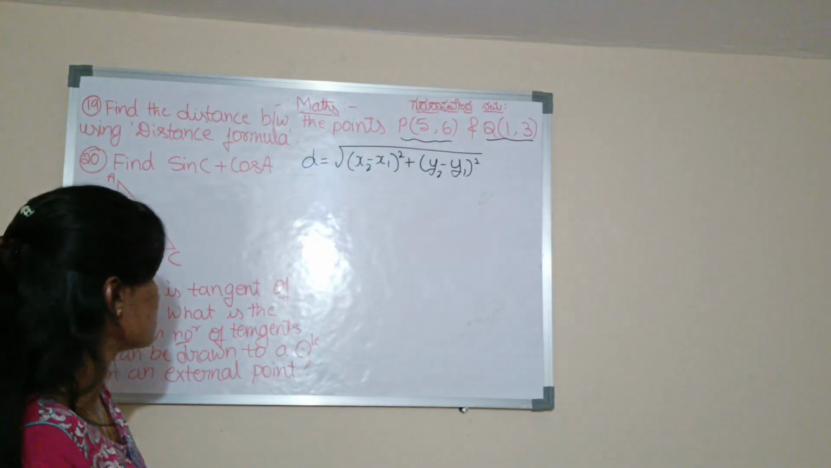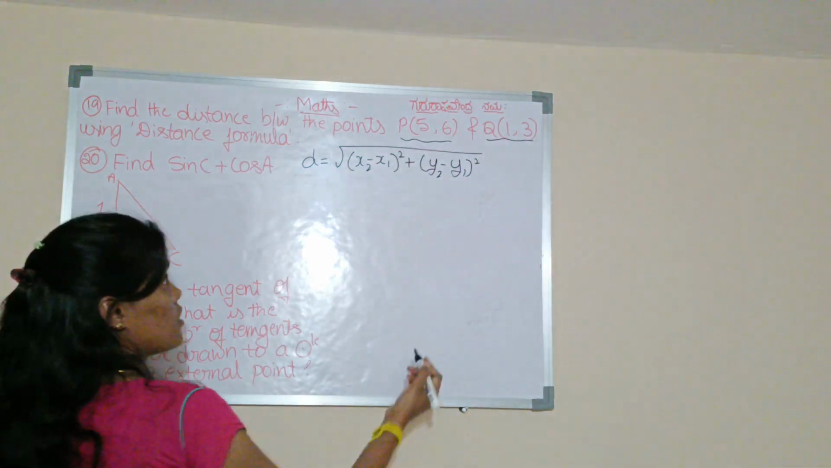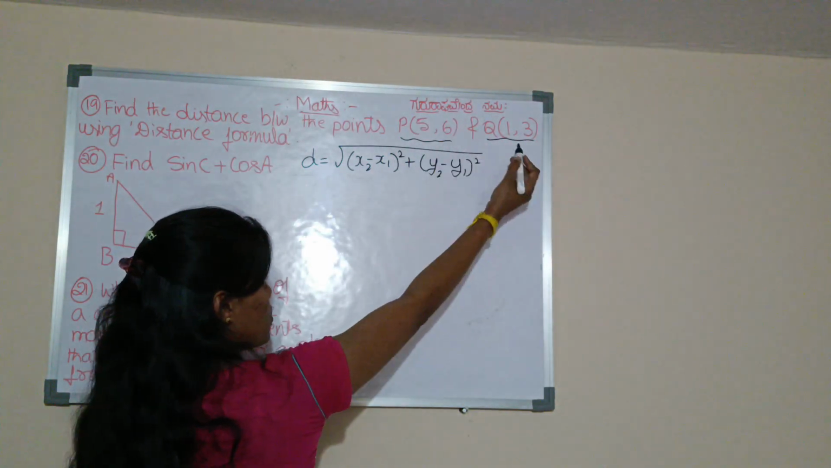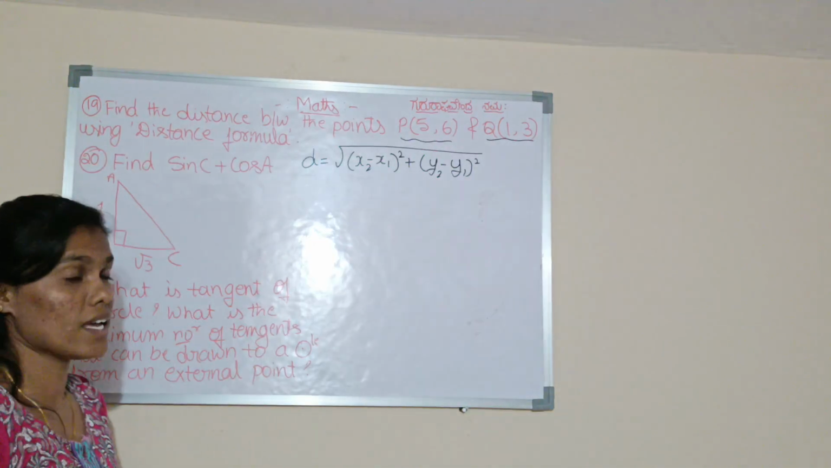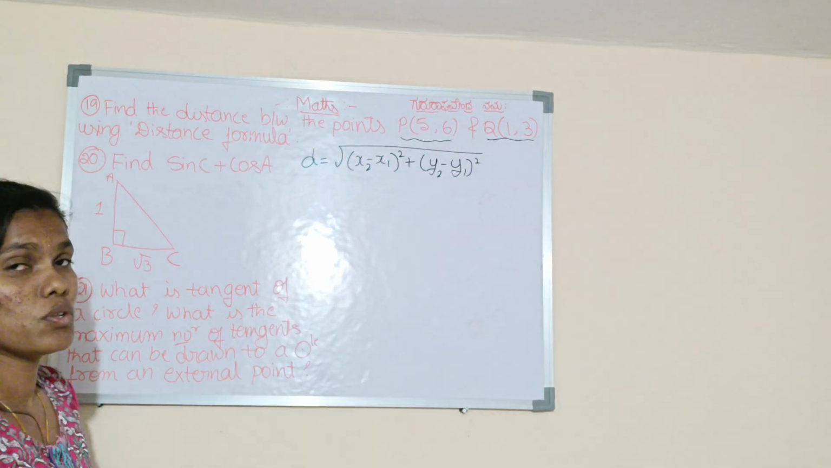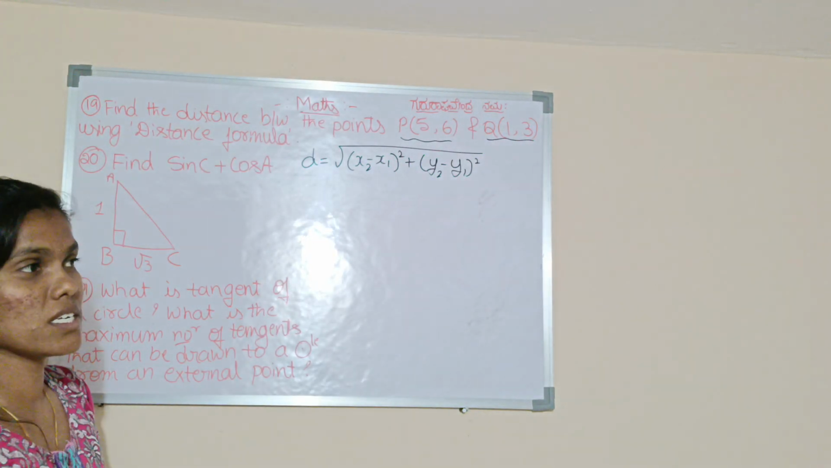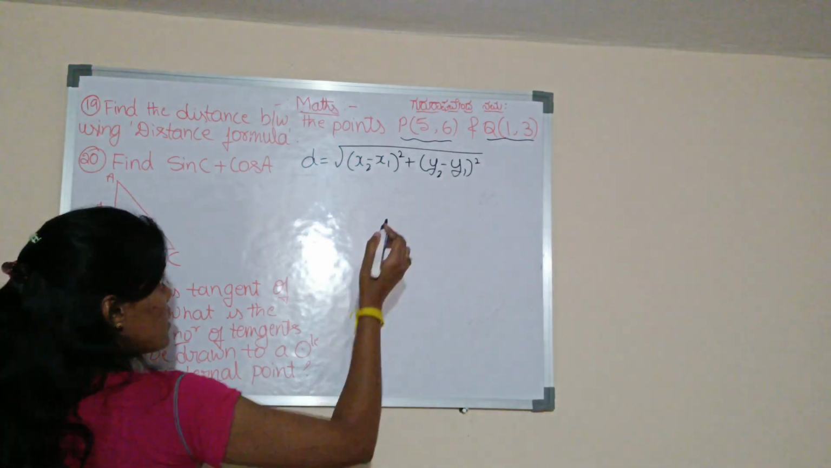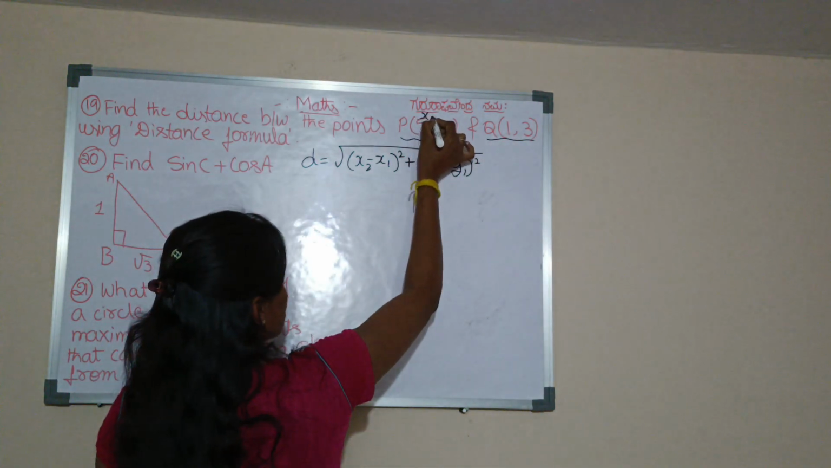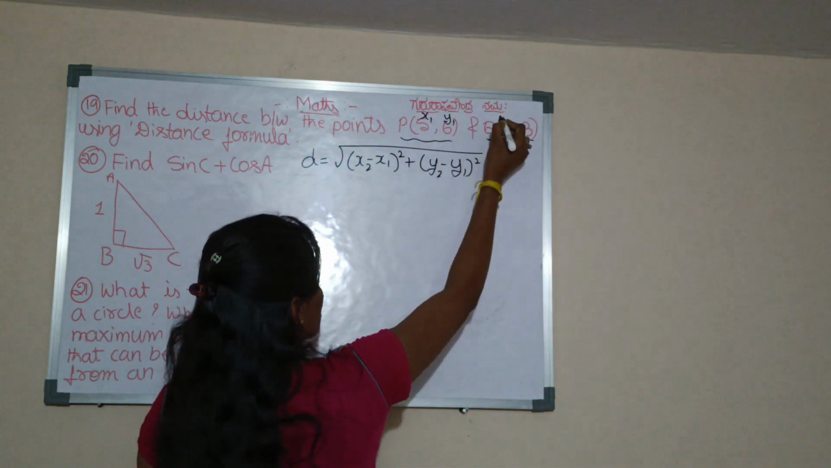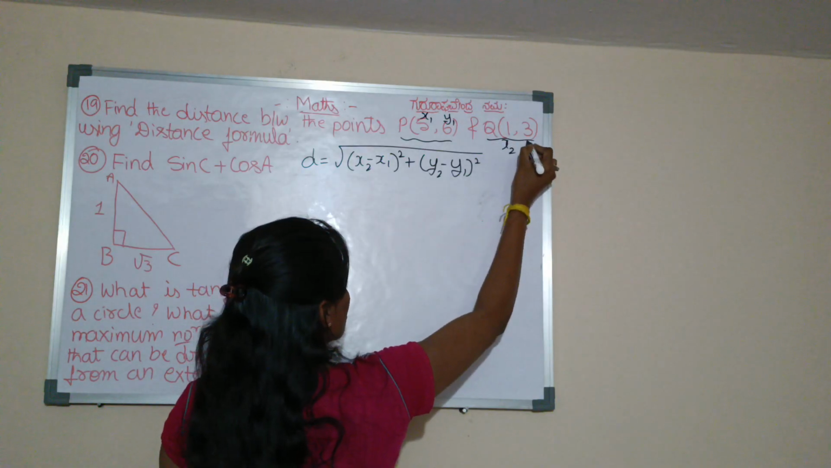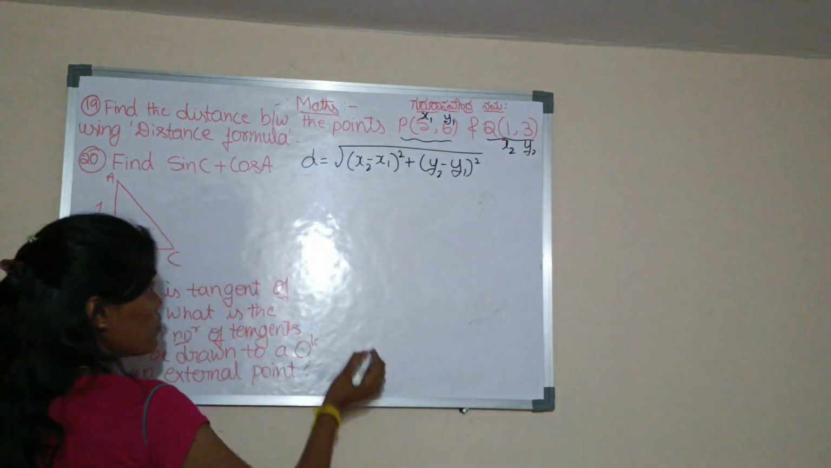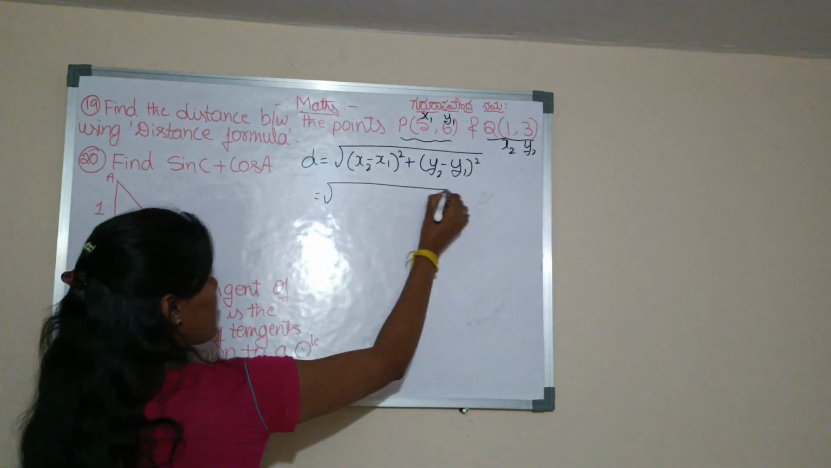Still so many members are making mistakes. Where are they making mistakes? With x1, x2, y1, y2. But you have to remember that an ordered pair always represents x comma y. That is x1 comma y1, x2 comma y2. Then you have to put the values into the formula.